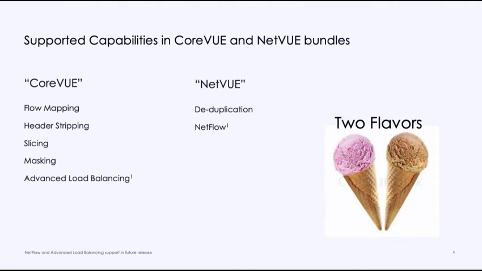Licensing is fairly simple. It's offered as a subscription and offered in two flavors. First is CoreVUE. CoreVUE includes advanced flow mapping, header stripping, slicing, masking, and load balancing. NetView includes data deduplication and NetFlow generation for the data in motion. Much better than using sampling data. This gives you 100% NetFlow, and we can give you that entire end-to-end view.